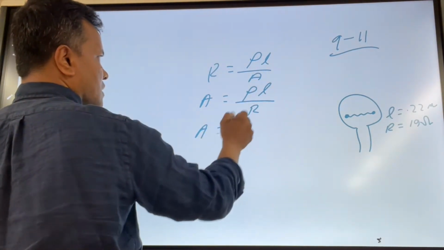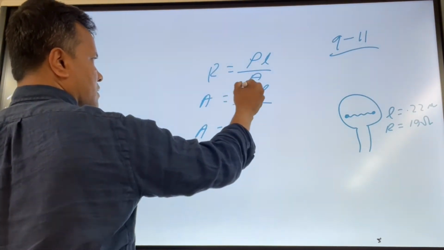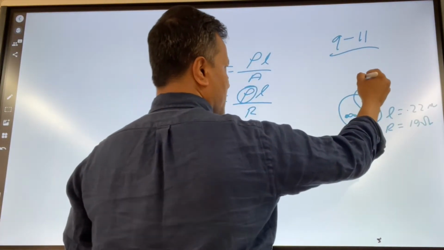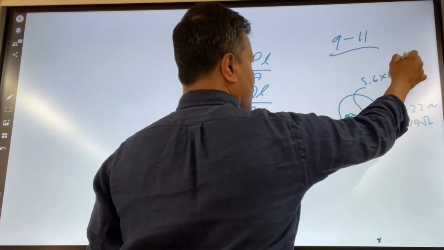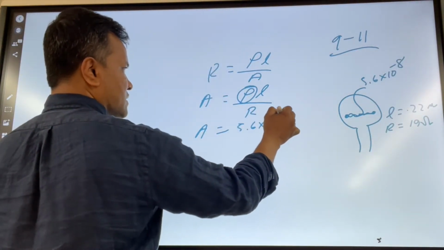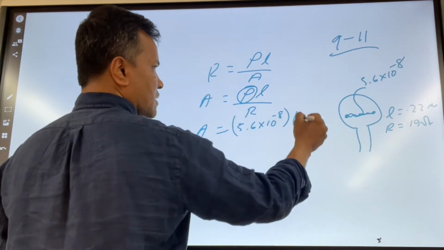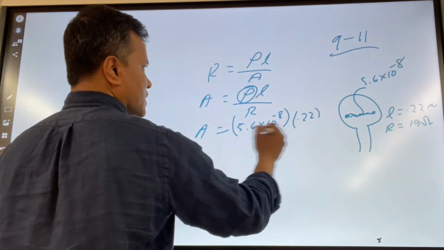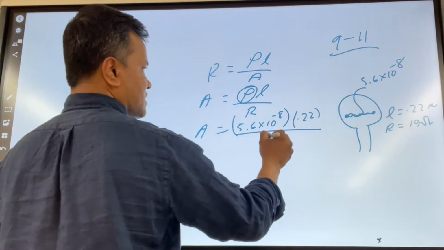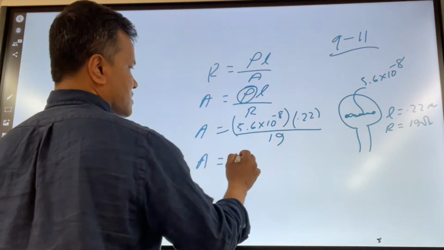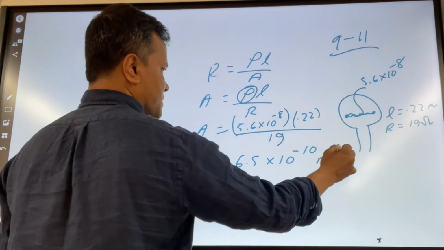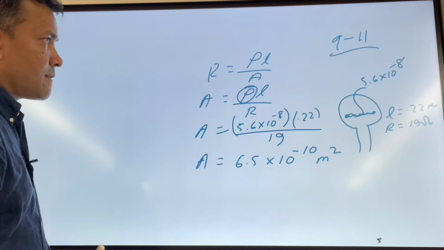So the rho for the tungsten is 5.6 times 10 raised to negative 8. So 5.6 times 10 raised to negative 8 times 0.22, over the resistance, 19. So area is 6.5 times 10 raised to negative 10 square meter. That is 9.